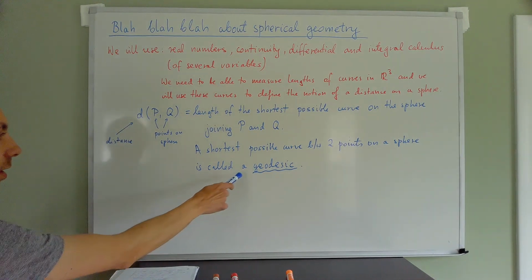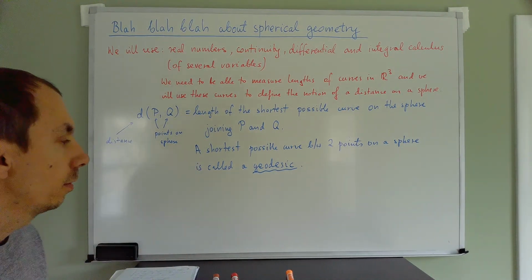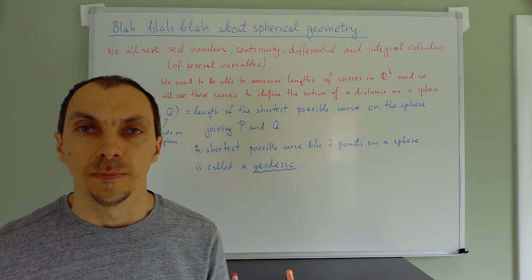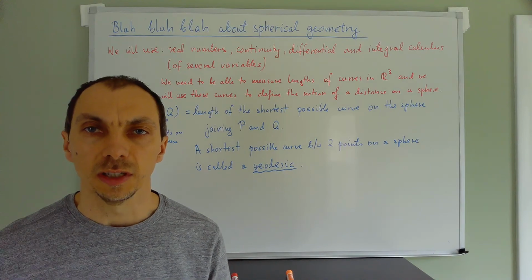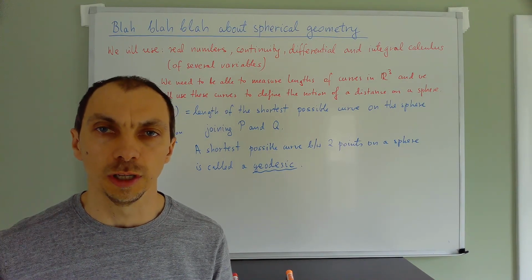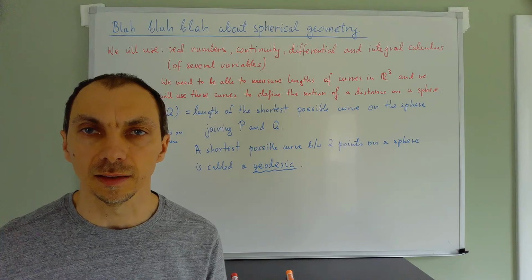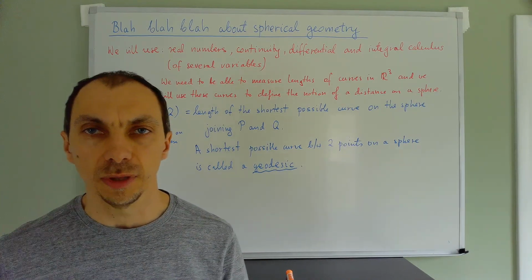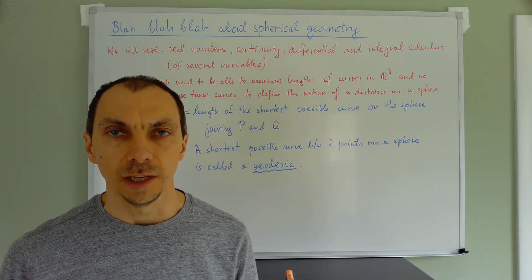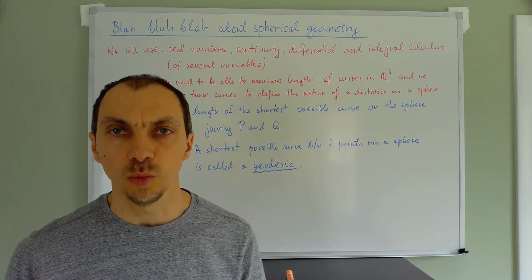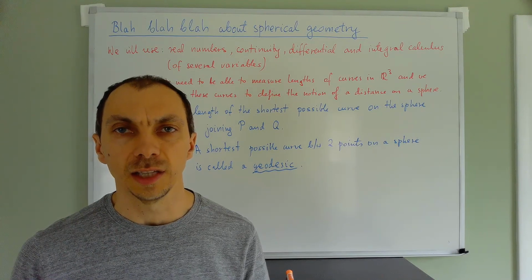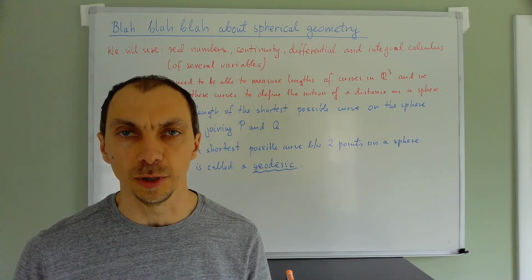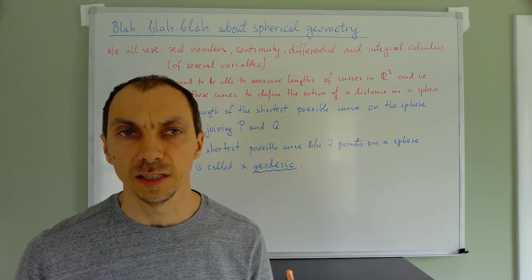I only put here a shortest possible curve because you will see that for some points on the sphere, there are actually several possible curves that join 2 points and they have the same length. Note that this never happens on the plane in the Euclidean geometry. If I take 2 points, there is only one curve that joins those 2 points that has the shortest possible length. That's the straight line segment that joins these 2 points. Anything other than that straight line segment, any other curve, will have a longer length.